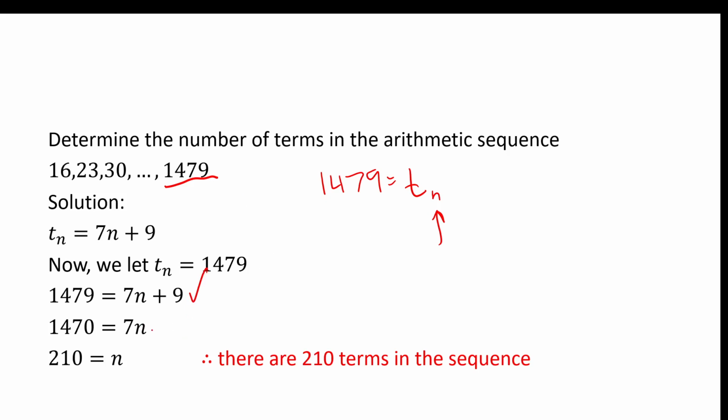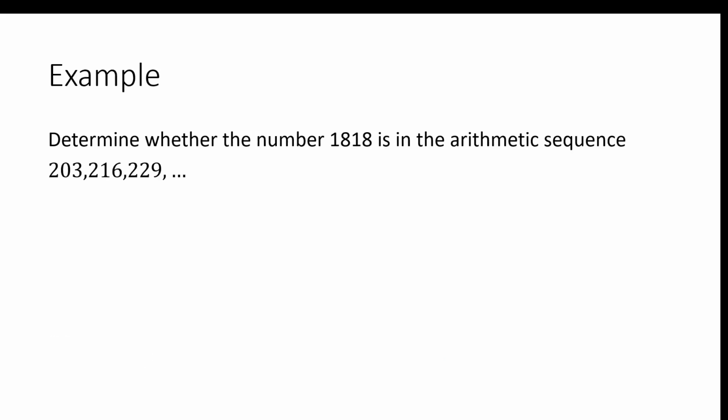Subtracting 9 from both sides and dividing by 7, we get 210. So we have 210 terms in that sequence. So 1,479 is the 210th term of the sequence, so there are 210 terms in the sequence. All right, now let's figure out whether the number 1,818 is in the sequence shown.